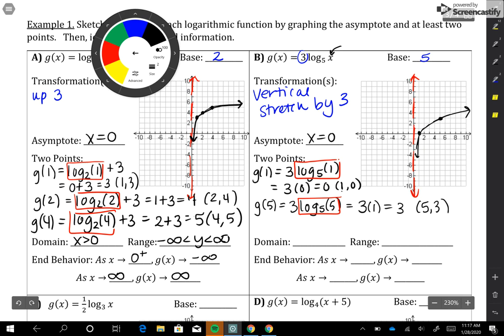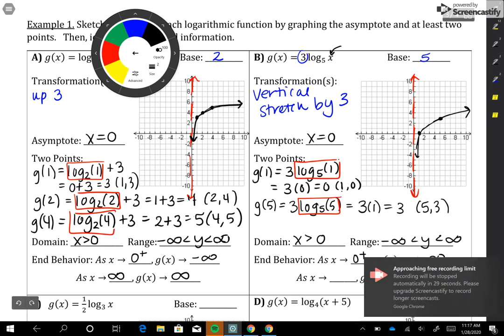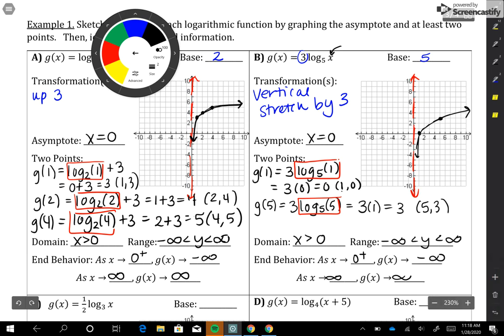There we go. Our domain, range, and end behavior is actually the same as letter A, because if you look at it, that vertical stretch didn't change any of these attributes. I still have my asymptote at x equals 0, so my domain is x greater than 0. My range is still negative infinity to positive infinity for my y's. I'm still approaching 0 from the right, and I'm going down to negative infinity. And I am going to positive infinity and positive infinity.